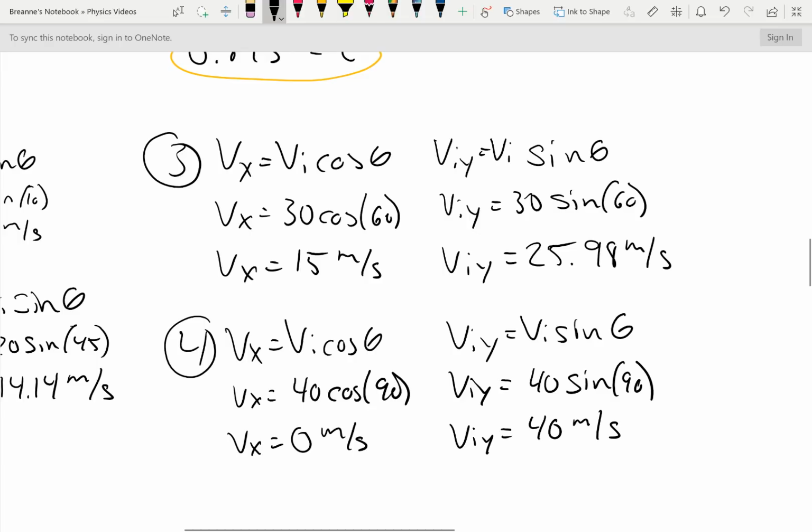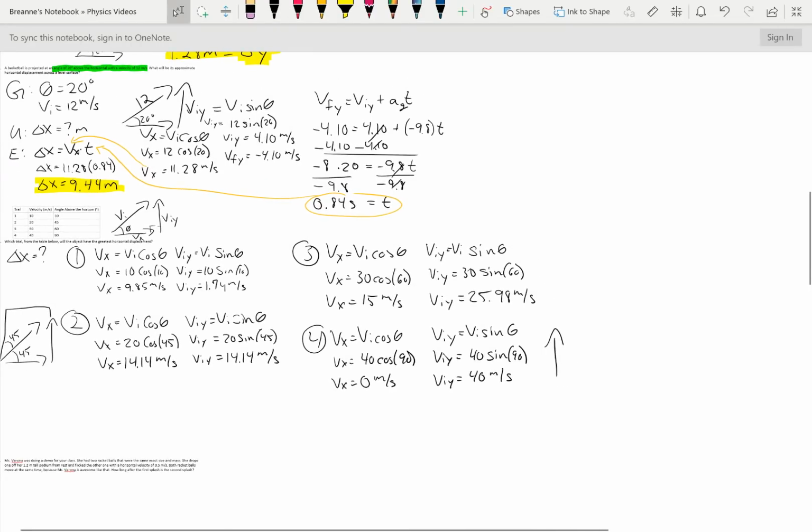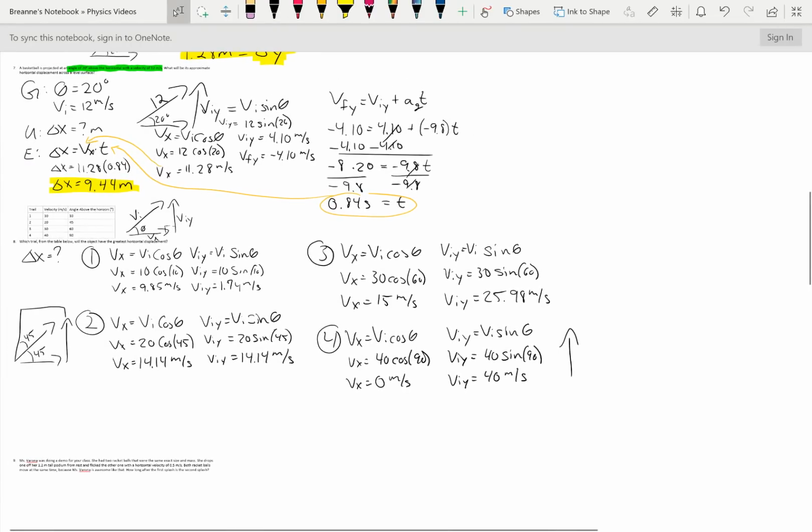Anytime you're going 90, that means you're going straight up, right? So you have nothing in the x direction. So looking at our data, the first one you should eliminate right off the bat is number 4. You should eliminate number 4 because 90 degrees means it's just going straight up.